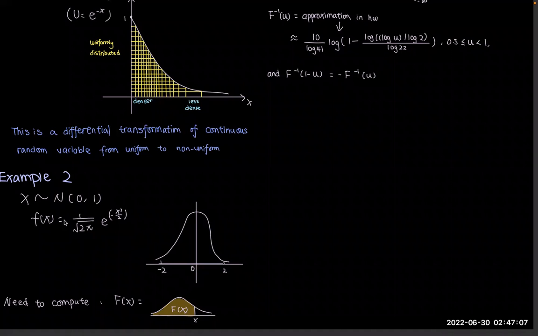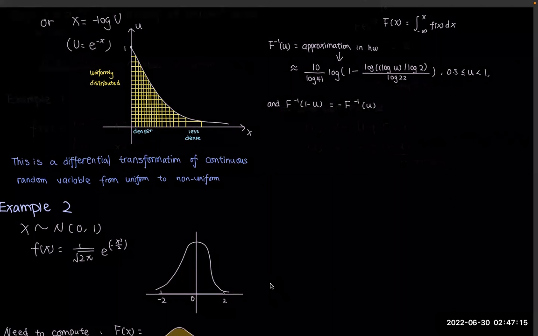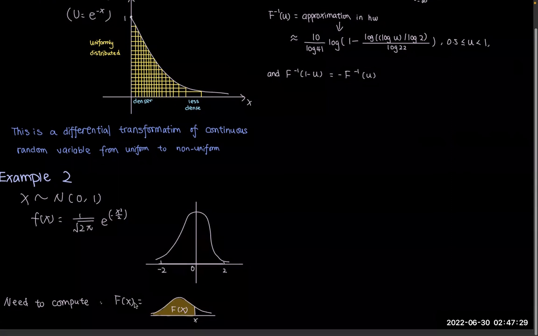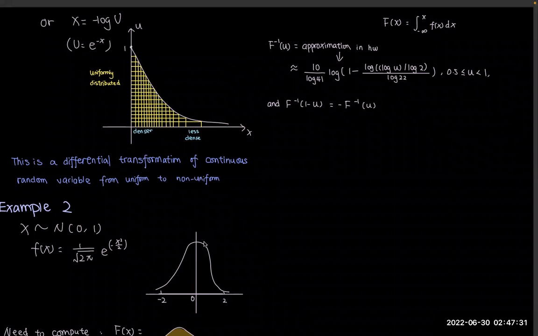So in order to apply the inversion method, we need to compute F of x, which is the area to the left of x. But more importantly, we need to compute the inverse of F, that is F inverse of u, so that F of x equals u. We want to solve this equation. And in fact, we cannot compute F or F inverse in closed form. There's no closed form formula. But we can still find good approximations.